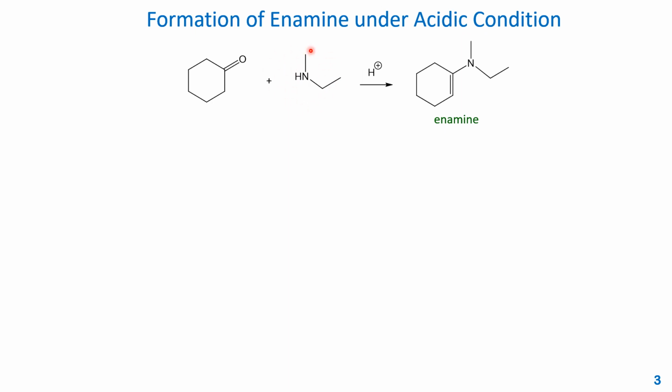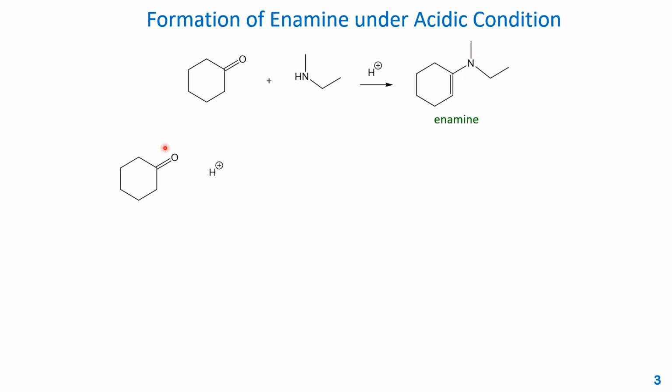If you have a secondary amine react with a carbonyl compound, an aldehyde or ketone, catalyzed by acid, you'll form an enamine. Look at the structure of the enamine. It's different from an imine. Imine has a nitrogen-carbon double bond. In the enamine, no. The carbon-nitrogen is a single bond, but there's a double bond between these two carbons. So that's called an enamine. Why is it called enamine? En means alkene. This is the alkene, and this is the amine, so enamine.